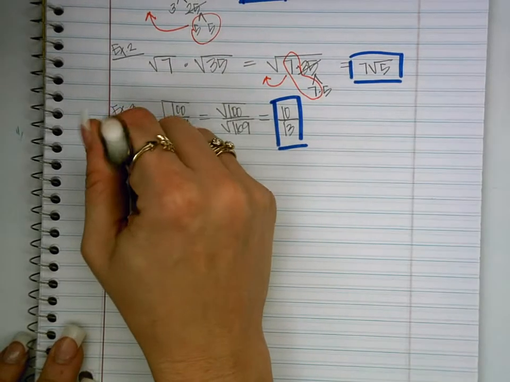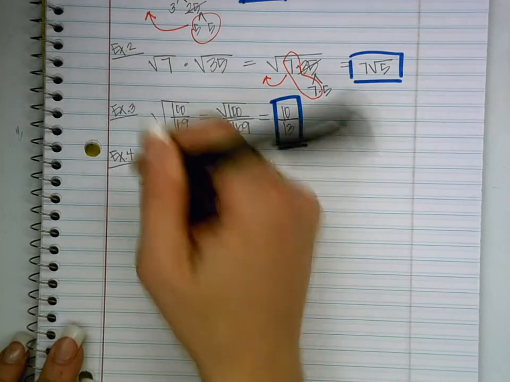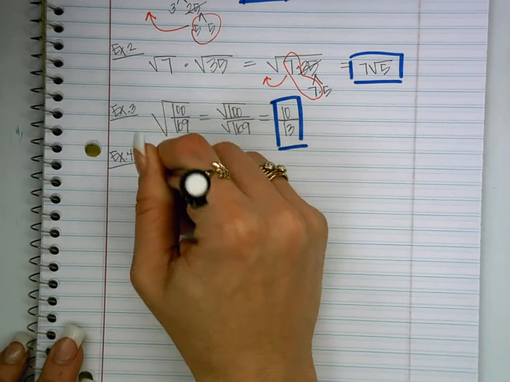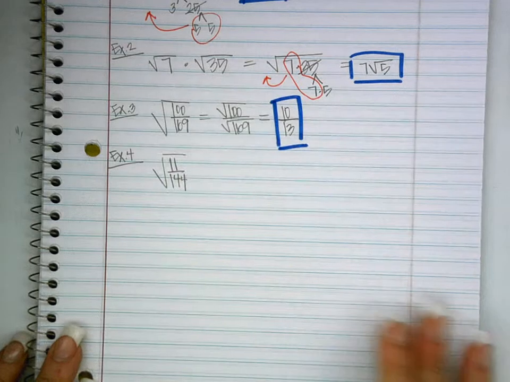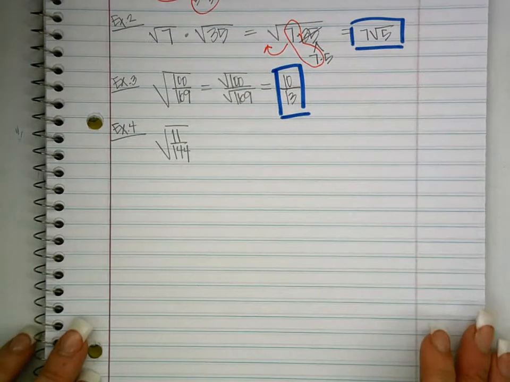For number 4, I want you to simplify root 11 over 144.